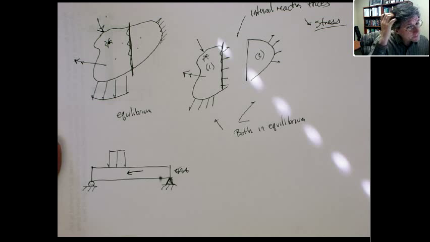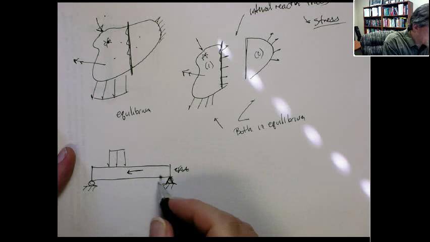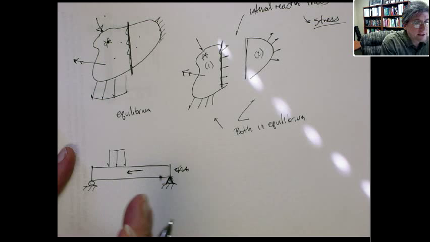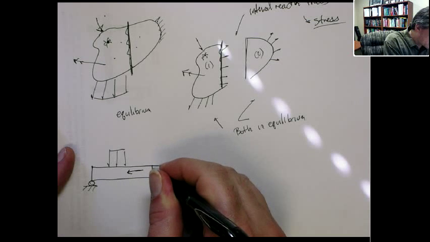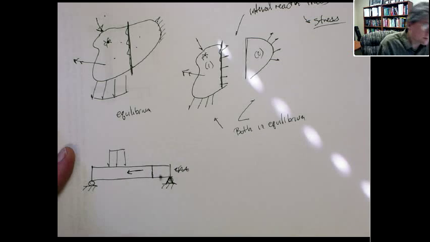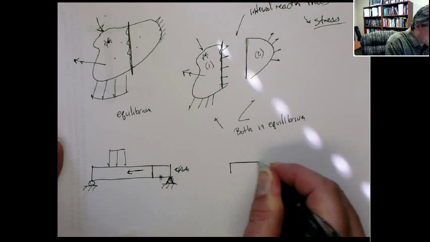Now, inside this beam, all along this length of the beam, we have differing reaction forces. If we were to cut the beam, for example, somewhere along this point, right, this now splits the beam into two parts, the left and the right part.